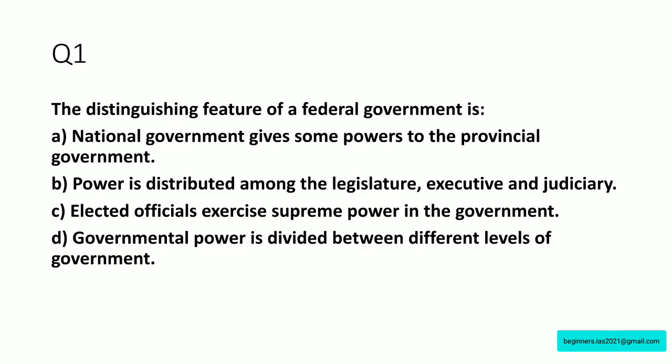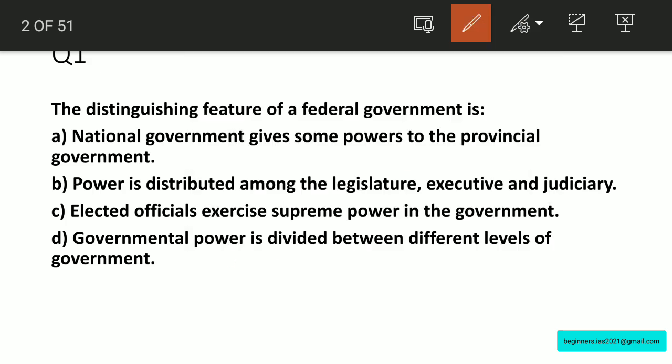Let us analyze the options given here so that one could understand better. If you take statement number 1, the national government has no discretion in sharing powers with the provincial government. Therefore, statement number 1 is wrong. And if you take statement number 2, federalism is not about separation of powers between legislature, executive and judiciary. Therefore, this statement is wrong.